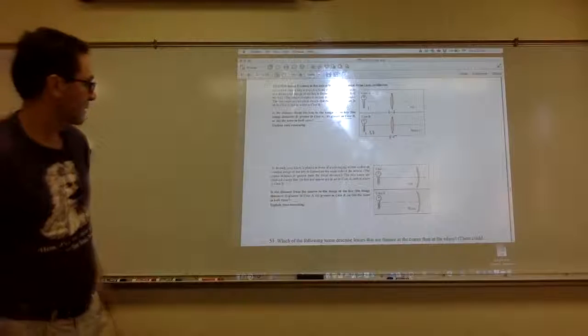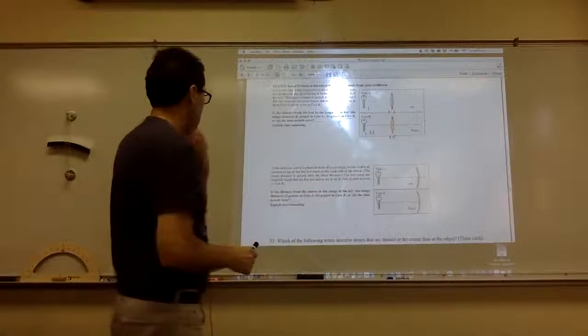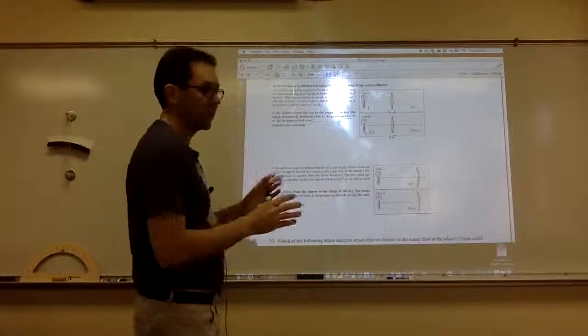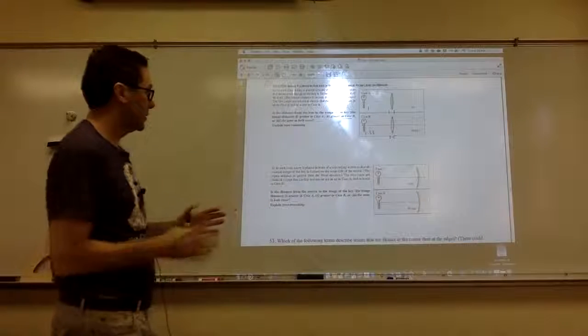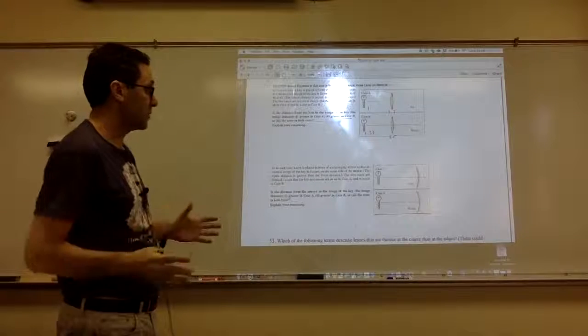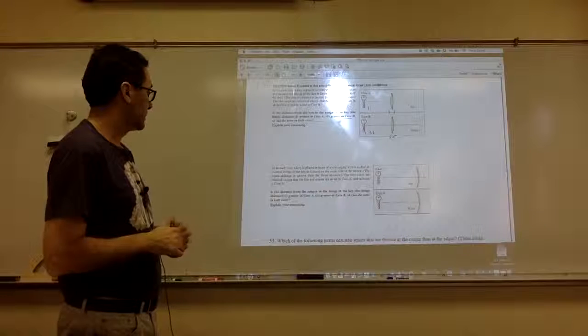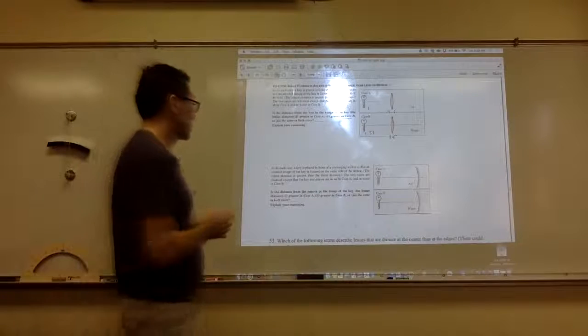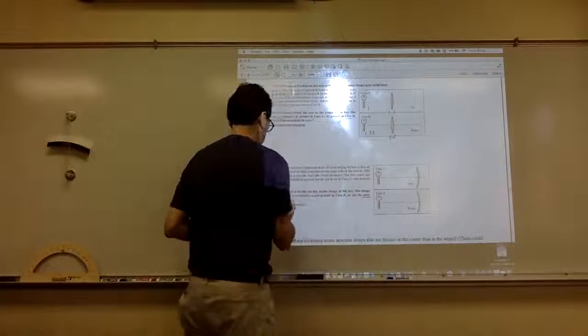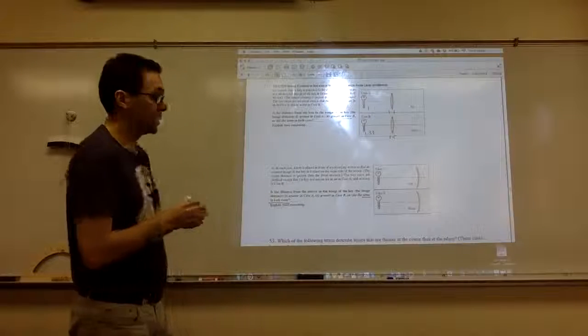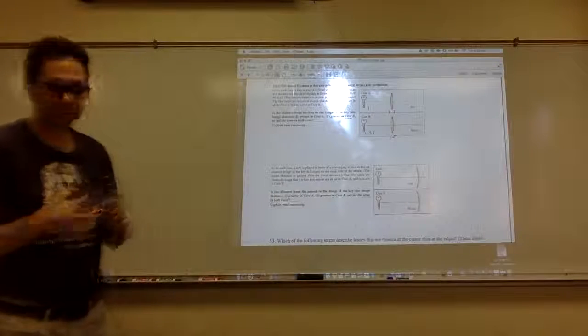Now, mirrors don't rely on the bending of light. Mirrors just rely on reflection, right? So the image should be the same in both cases, because there is no bending of light.